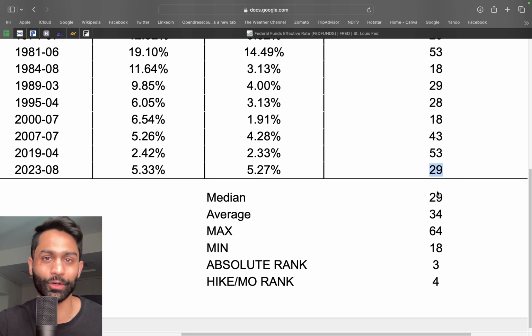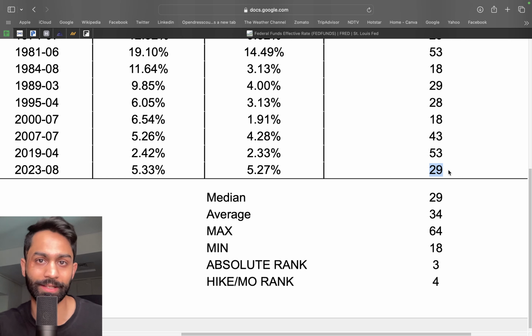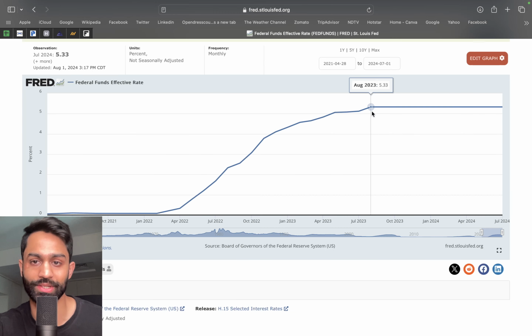So we're coming to an end of this interest rate hiking cycle. And this includes pauses as well, right? This includes when the Federal Reserve decided to pause and keep interest rates where they are. So they essentially paused in August of 23.